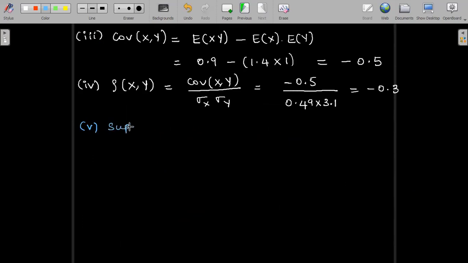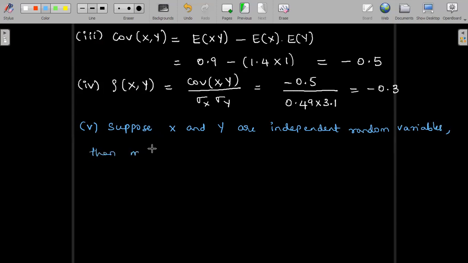So suppose x and y are independent random variables, then we must have the condition, I am writing, f of xi into g of yj should be equal to pij. F of xi into g of yj should be equal to pij.